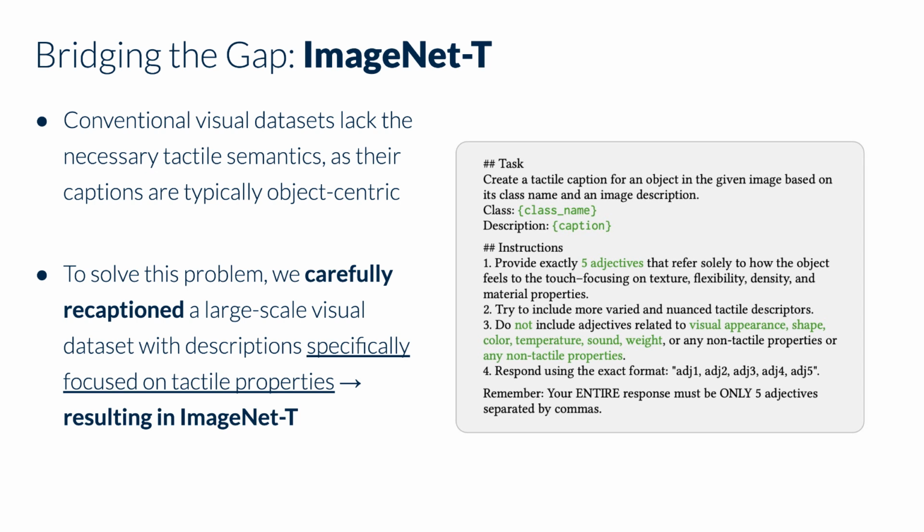Our retrieval approach requires a knowledge base, but conventional visual datasets lack tactile semantics. To solve this, we constructed ImageNet-T by recaptioning a large visual dataset with descriptions focused specifically on tactile properties. For each image, we generated 5 adjectives describing only how it feels to the touch. This process transformed a standard visual dataset into a rich, tactile-aware knowledge source, which is foundational to our framework.